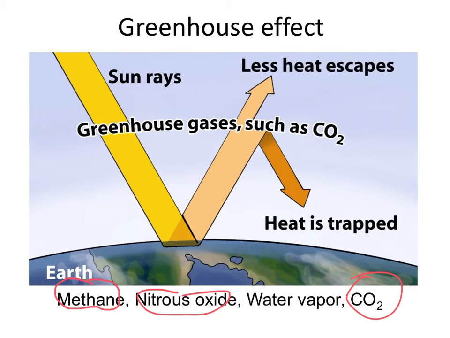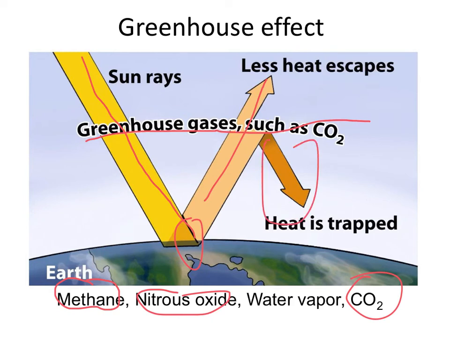Unfortunately, greenhouse gases, such as CO2 right here, so the sun's rays come down, heat is produced down here. Now, excess heat usually escapes, but if greenhouse gases are too high, then instead of the heat escaping, the heat is trapped. And so the planet then warms up.